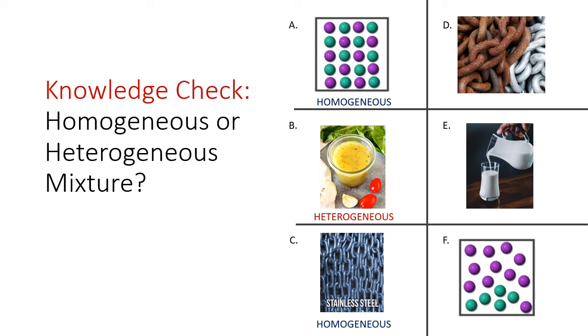Letter D, rusting metal, is a heterogeneous mixture. You can easily identify the rust from the metal. Letter E, which is milk, is a homogeneous mixture. While it's made up of different proteins and lipids, they're all evenly distributed throughout the liquid. And letter F is a heterogeneous mixture. This is another mixture that is represented by purple and teal spheres, but you can see all the teal spheres are clumped together at the bottom with the purple spheres on top, so it's not evenly distributed throughout the sample.